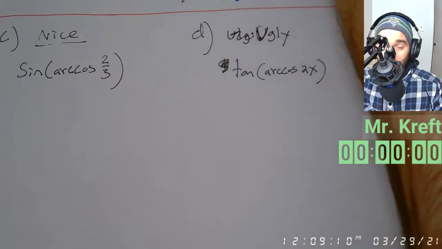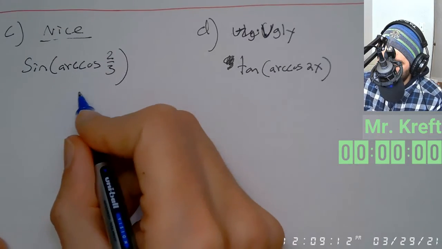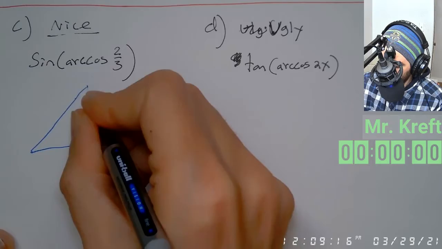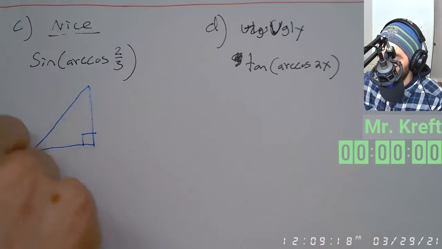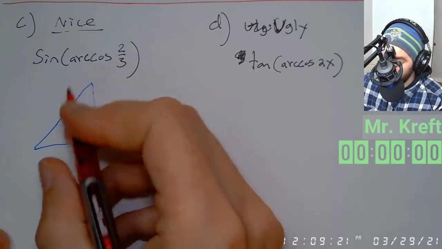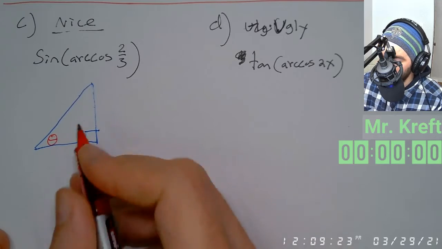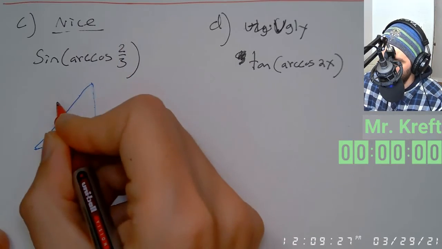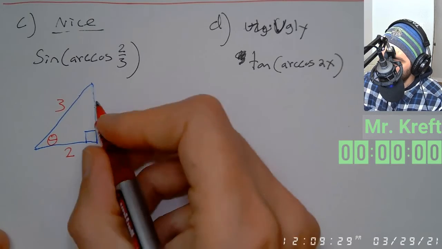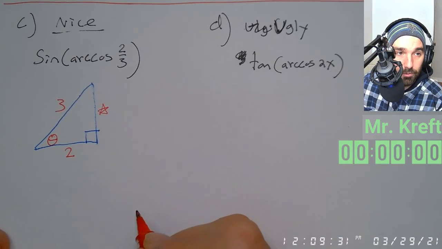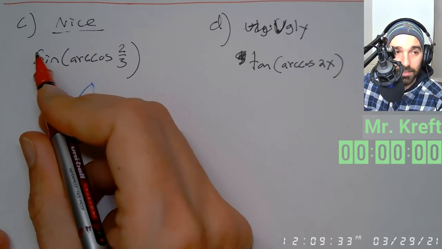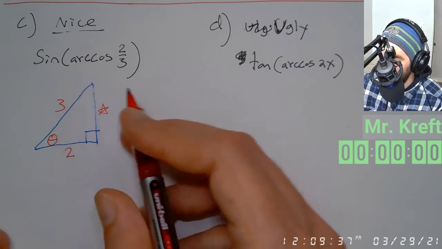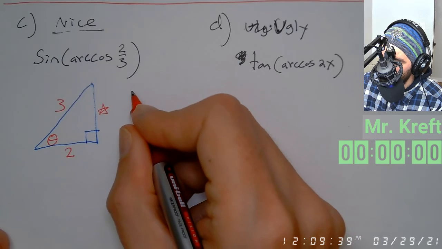All right, guys. With time limits, I'm going to go over both of these. So for the first one, for the nice one, it looks like it's cosine, right? So if I have my reference angle, I know cosine is adjacent over hypotenuse. So this is 2 and this is 3. So I'm going to go ahead and solve for that star because I'm going to need sine. And sine is opposite over hypotenuse.